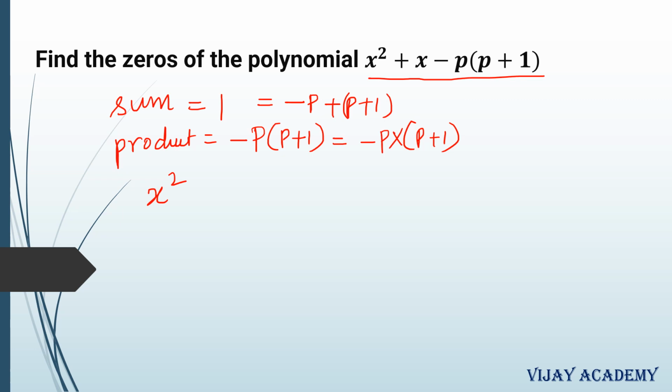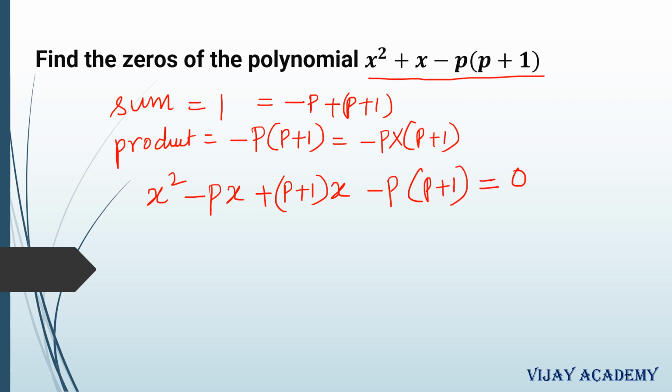So let us split the middle term using the two terms, that is −px and (p + 1)x, and write the last term as it is, that is −p(p + 1), and equate it to 0 to find the zeros of the polynomial. Now take the common factor from the first two terms, which is x. Dividing x² by x, we get the quotient x, and dividing −px by x, we get the quotient −p.